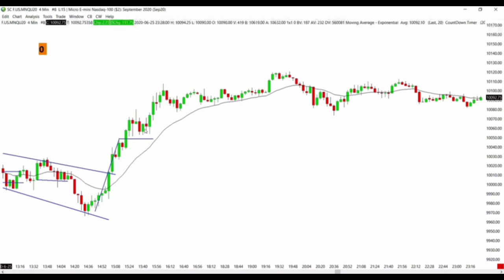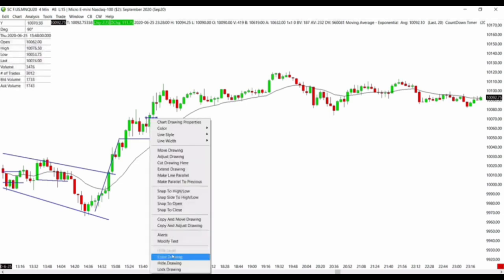So notice how we have a nice pullback to this level. It went up, it pulled back. It's a lower low, meaning that this candle right here didn't go below this candle. So this low is lower than this low. As soon as I see that, when it goes above this red candle right here, I'm looking to get in. All right, so that's a 1 2 3.